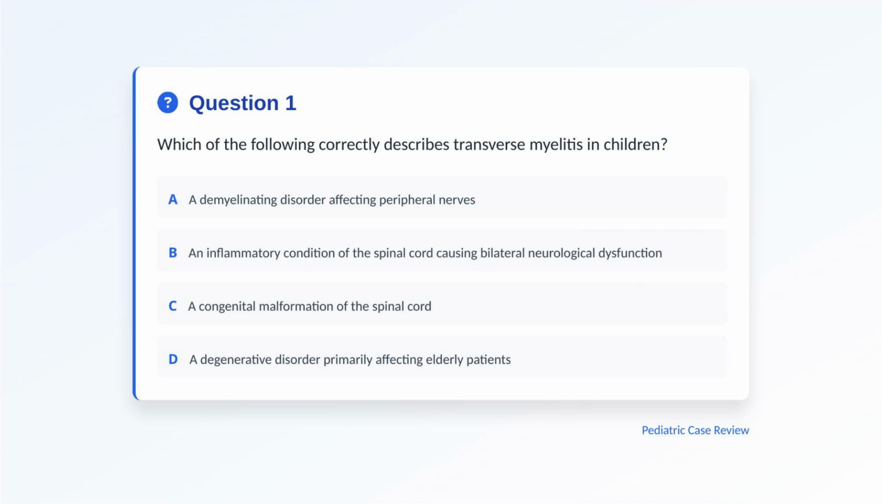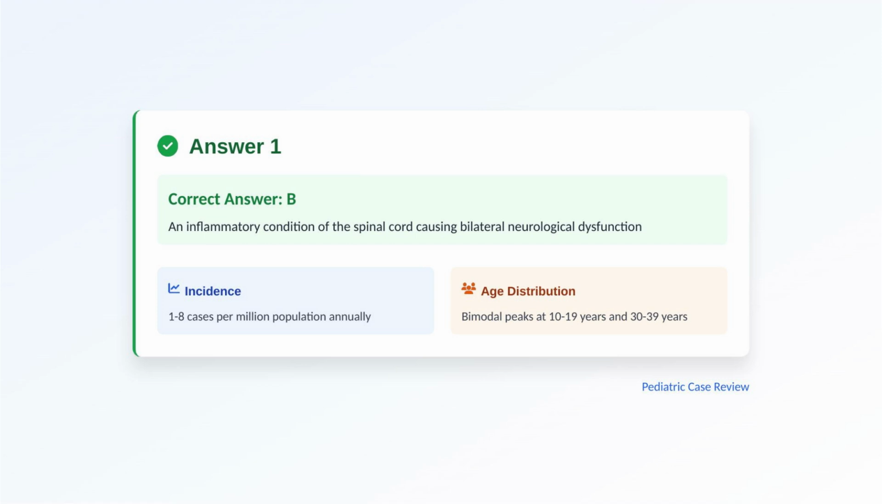A. A demyelinating disorder affecting peripheral nerves. B. An inflammatory condition of the spinal cord causing bilateral neurological dysfunction. C. A congenital malformation of the spinal cord. D. A degenerative disorder primarily affecting elderly patients. The correct answer is B.